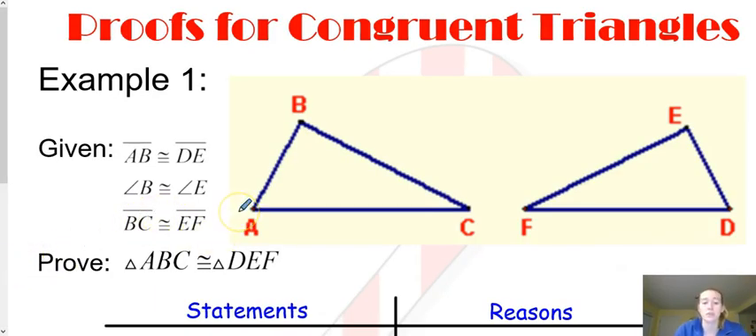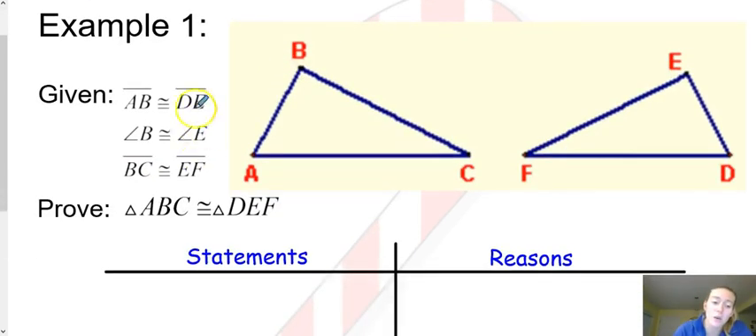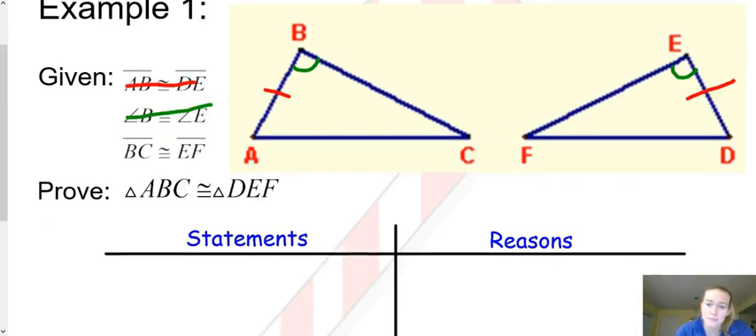Okay, so here's our first proof. Again, remember, we're investigating. So we're going to come over here and we're going to look at what they gave us. They told me that AB was congruent to DE. So I'm going to mark AB and DE. All right, so I've done that one. And then they say angle B is congruent to angle E. All right, mark that. And then they say BC is congruent to EF.